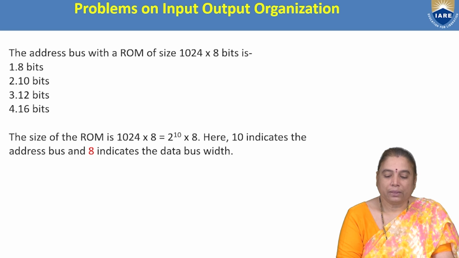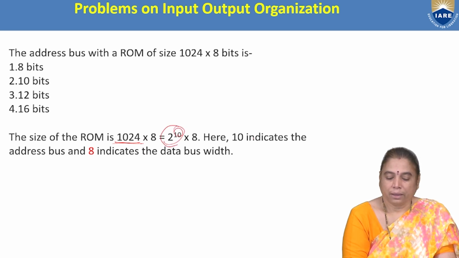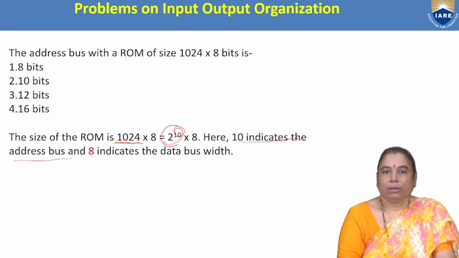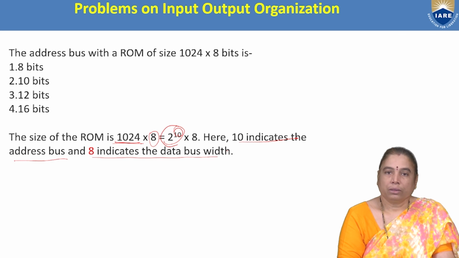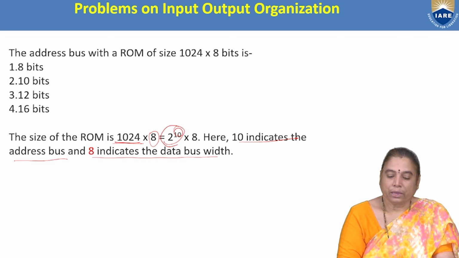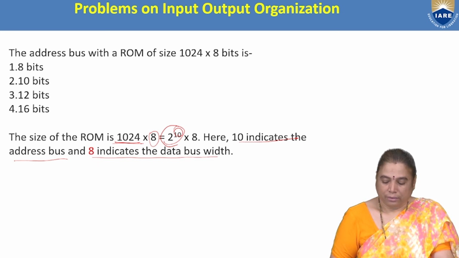Next, what are the address bus and data bus sizes for a RAM of size 1024 by 8 bits? So the size of RAM is 1024 by 8. 1024 is equivalent to 2 power 10. So 10 address lines are needed to designate the locations of the memory, and 8 data lines are needed for the word width. So here 10 address lines and 8 data lines is the answer.